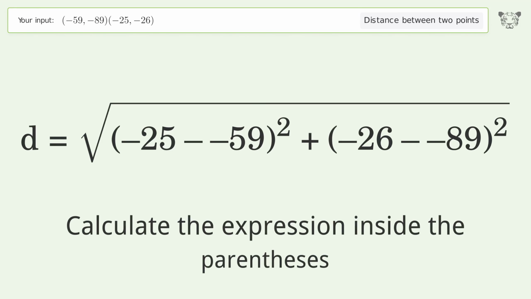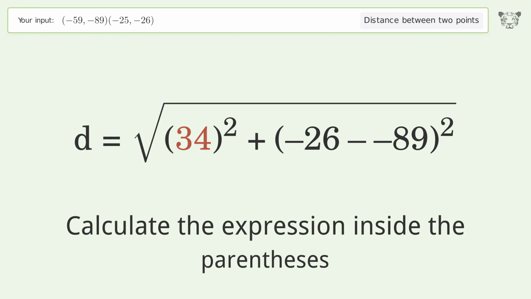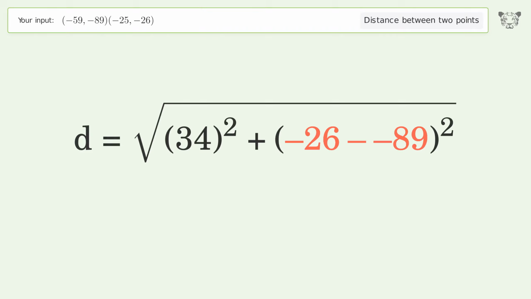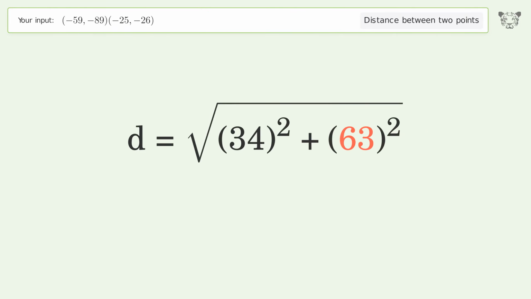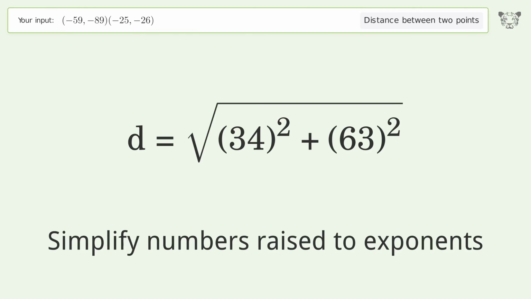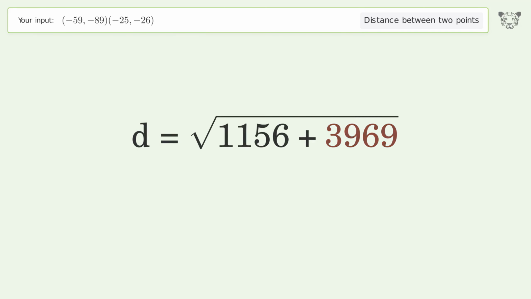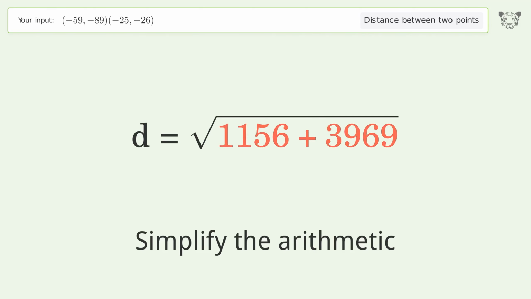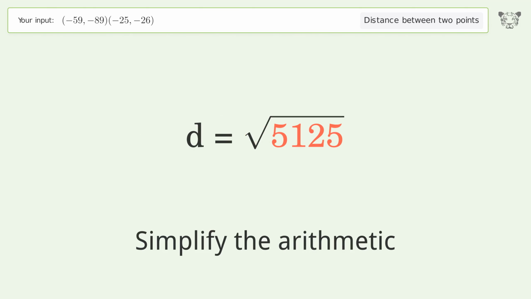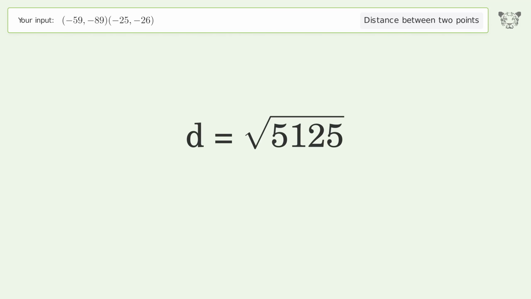Calculate the expression inside the parentheses. Simplify numbers raised to exponents. Simplify the arithmetic. And so the distance between the 2 points is the square root of 5,125 or 71.589.